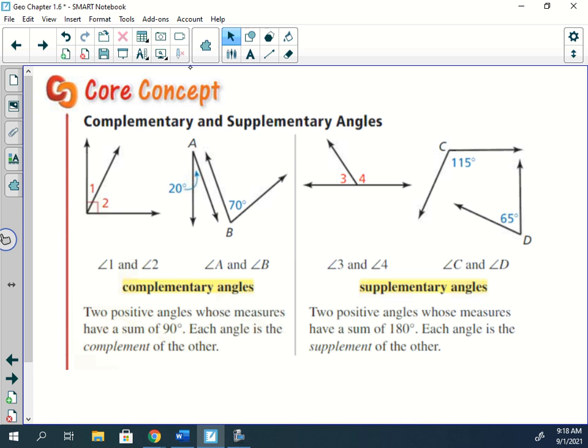So complementary means 90. Two angles add together to be 90. And supplementary means the two angles add together to be 180. They make a straight line. Complementary is 90. Supplementary is 180. And it's only two angles. We can't have 3, 4, 5. It's only two. So complementary means that we have two angles that add together to be 90. Supplementary, two angles add together to be 180.